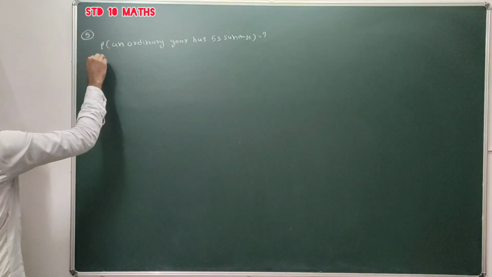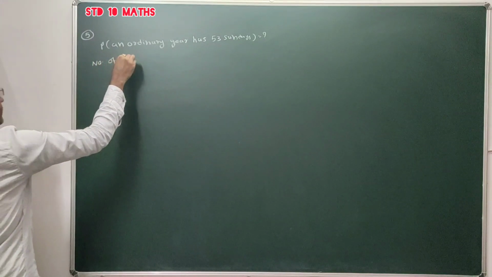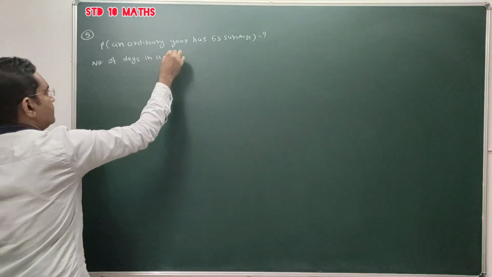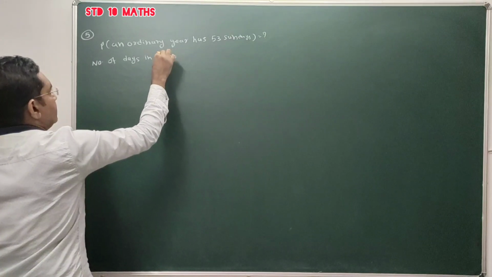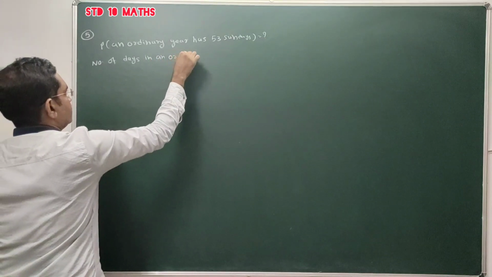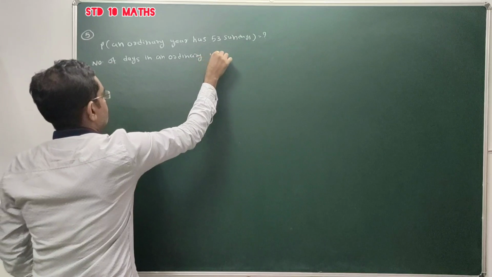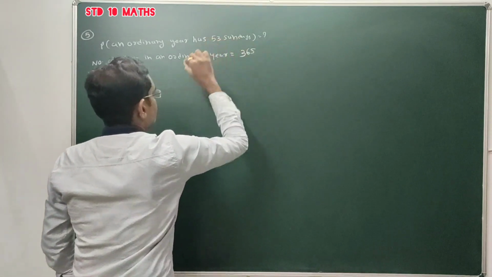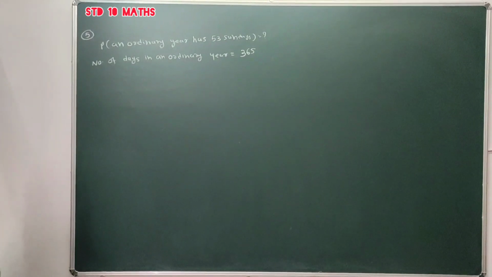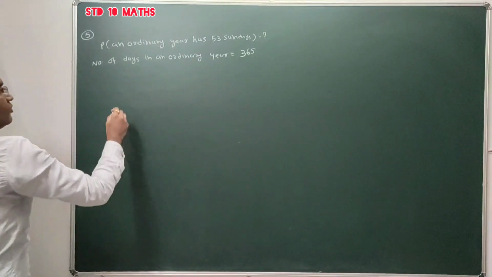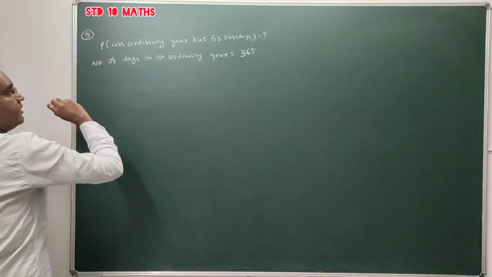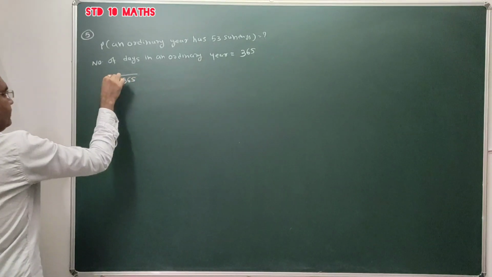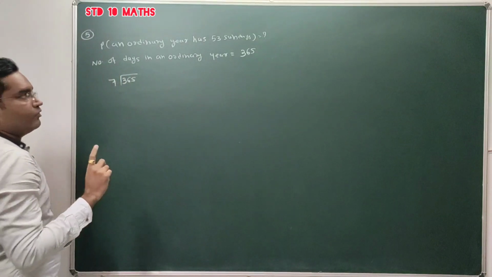So number of days in an ordinary year are 365. The ordinary year consists of 365 days. So how many weeks are there in an ordinary year? So 365 must be divided by 7. So we are getting the number of weeks.